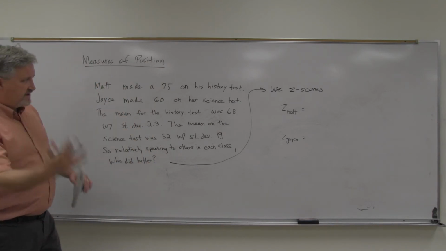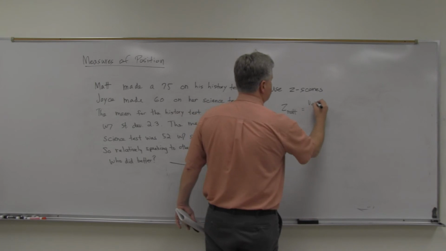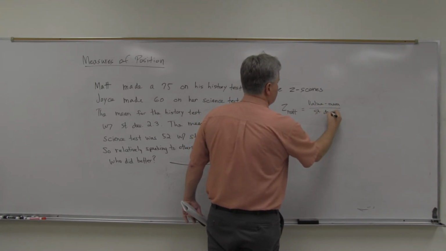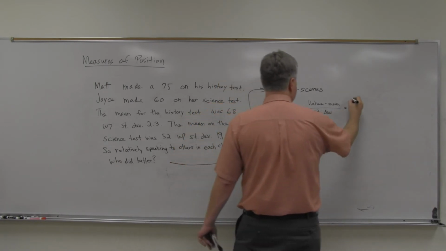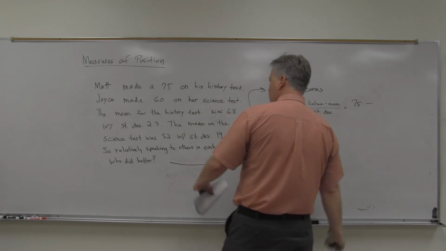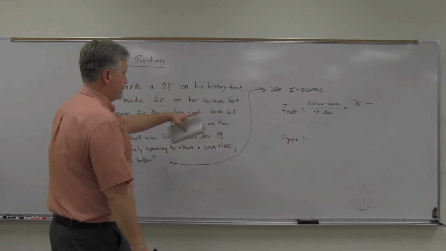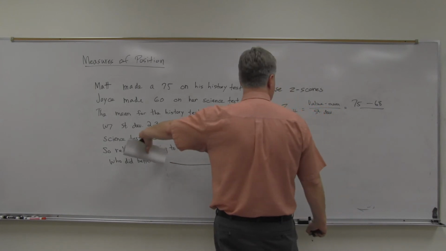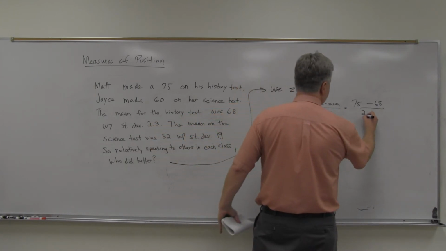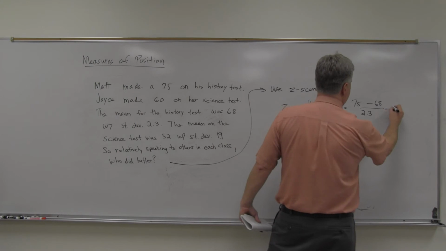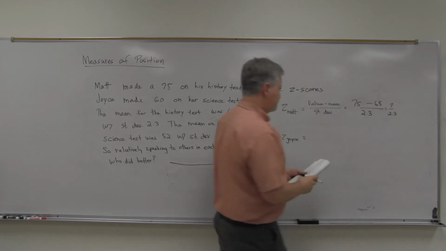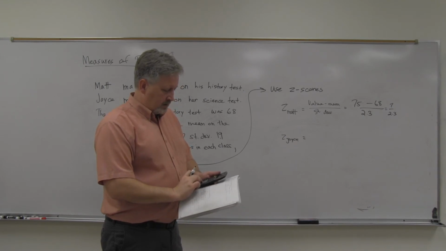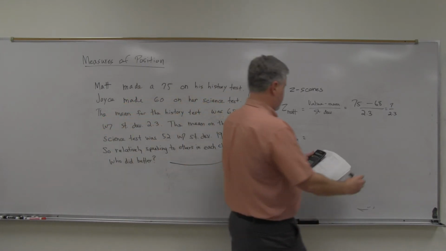All right. So the z-score for Matt. You take the value minus the mean, divided by the standard deviation. So his score was 75. The mean for the history test was 68. Divide that by the standard deviation, which was 2.3. So we got 7 divided by 2.3. I see that as being 3.04.